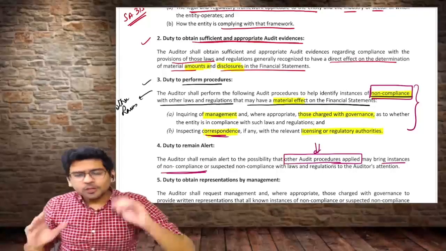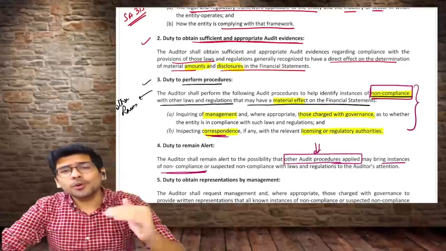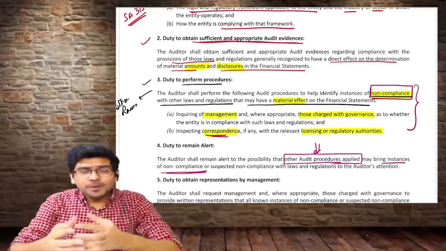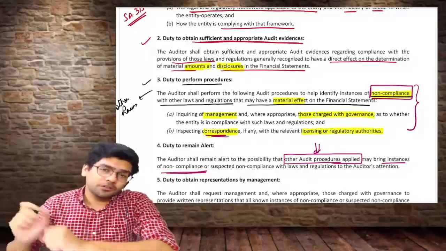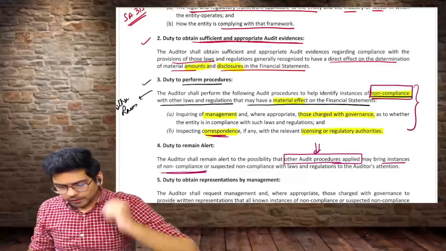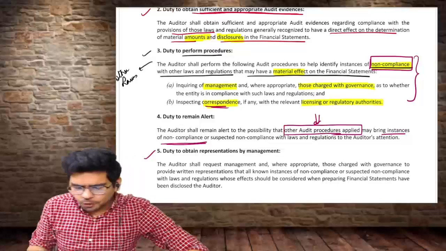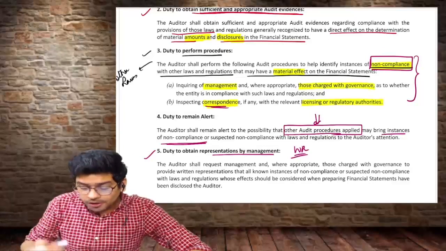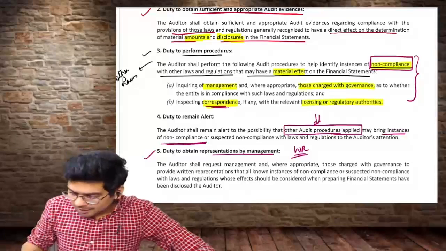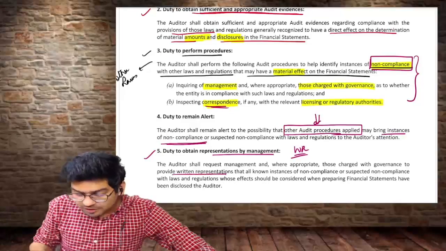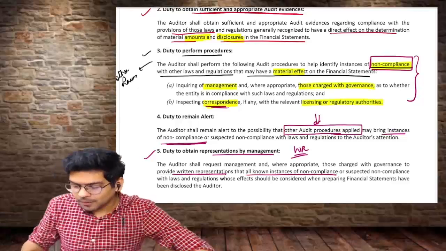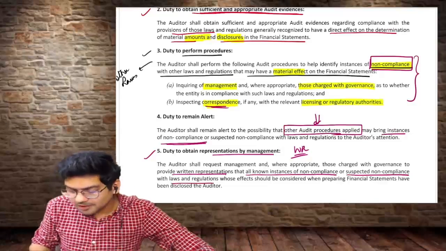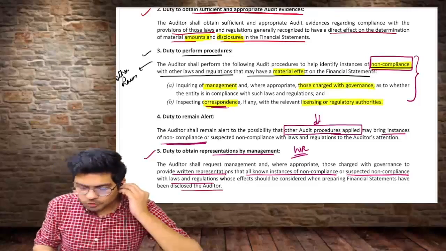So what I'm trying to tell you is that under point number 4, it is your duty as an auditor to remain alert throughout the audit. It may so happen that you do some other procedures, but it may uncover instances of non-compliance. All right. And finally, the fifth point: duty to obtain representations by management. This is nothing but written representations. The auditor shall request management and, where appropriate, TCWG to provide written representations that all known instances of non-compliance or suspected non-compliance with laws and regulations whose effect should be considered when preparing financial statements have been disclosed to the auditor.